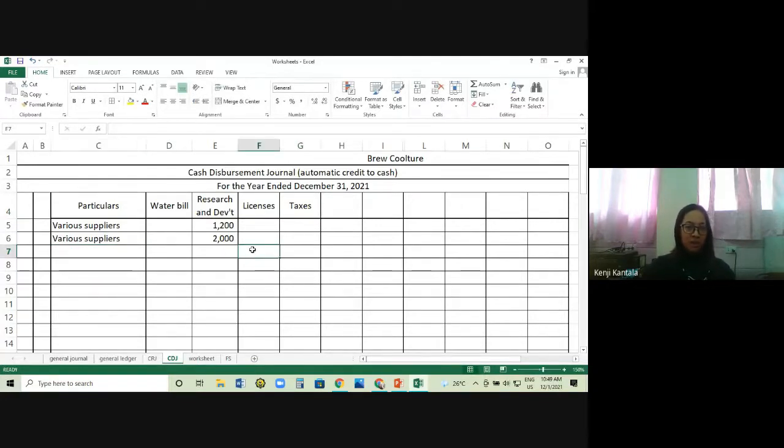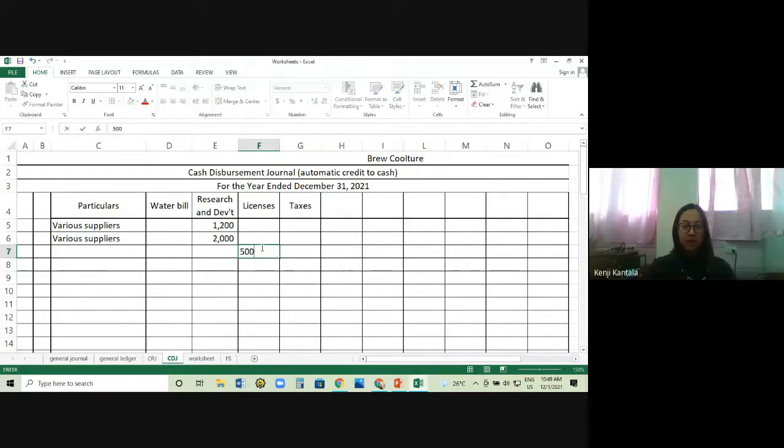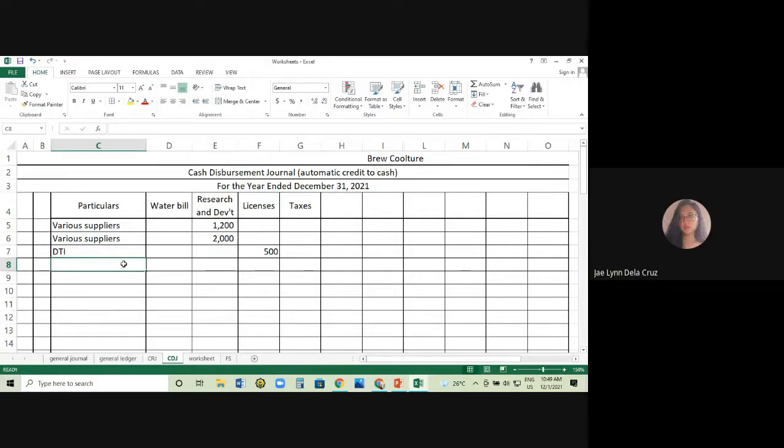So for licenses, magkano yung babayaran natin for our license? Ma'am, ang binayaran namin sa DTI for municipal, ma'am, is 500. So that is 500 for DTI. Yes po. Okay. How about sa ibang government agency? Ma'am, hindi pa po kasi kami nagre-register sa LGU, ma'am.